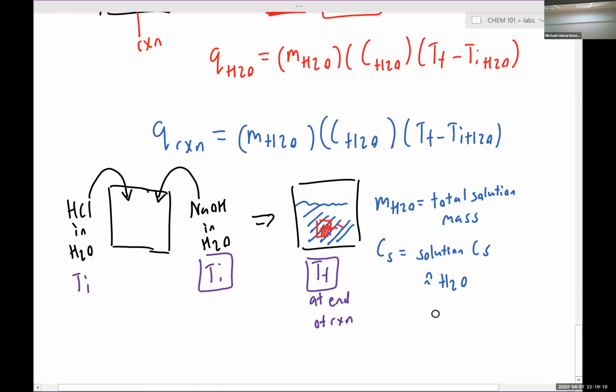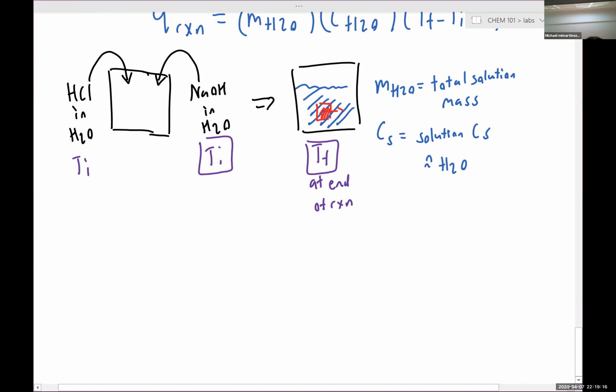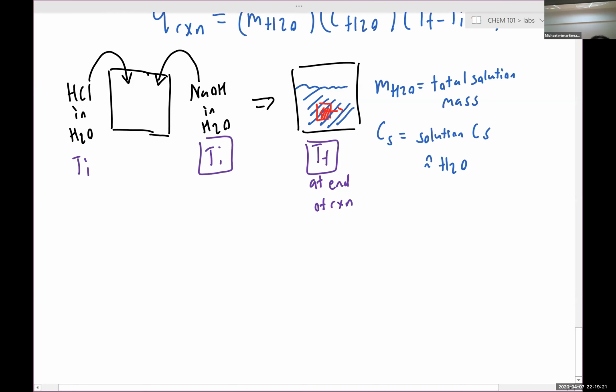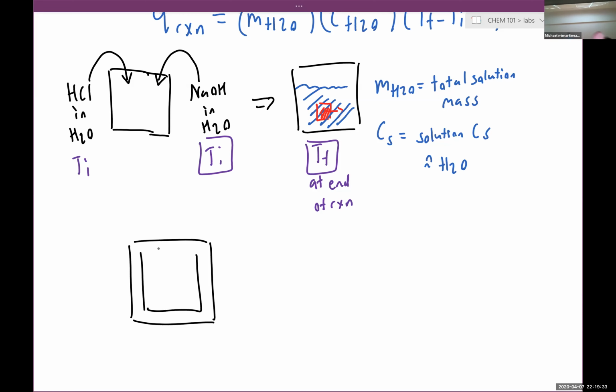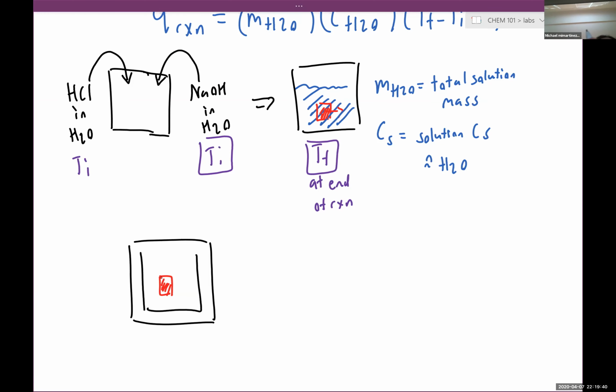Okay, so continuing on from here, one little catch, one little caveat to this method is that we will not be able to measure T final directly. Instead, if we take a look at what's going on in our calorimeter or in our reaction vessel, we'll notice that we have to account for one other effect before we can report T final.